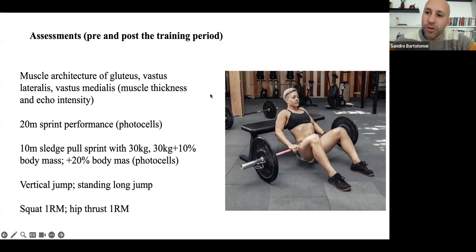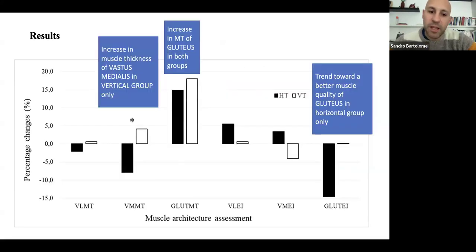What does the literature say about horizontally versus vertically loaded exercises? Of course there is a different activation of the muscles, because typically when you work with horizontal loads, the activation of the glute may be more elevated compared to vertical exercises, in which the quad is typically more activated. So let's see if different exercises induce different adaptations.